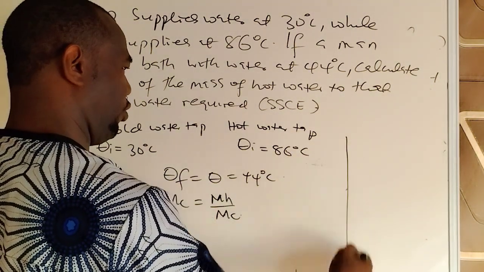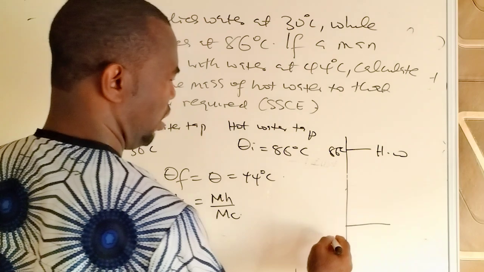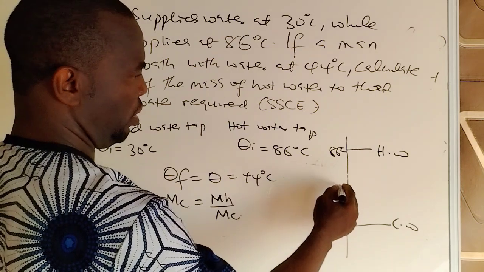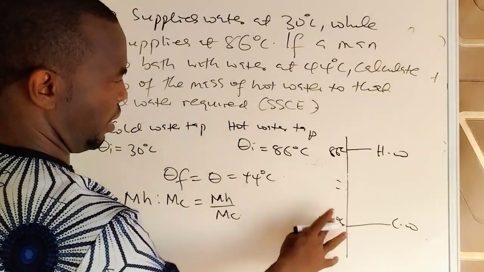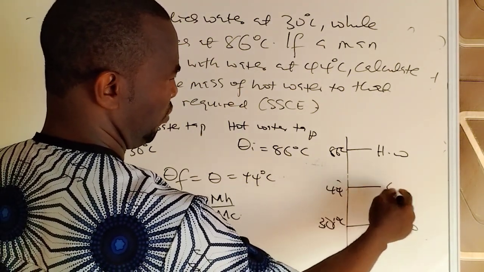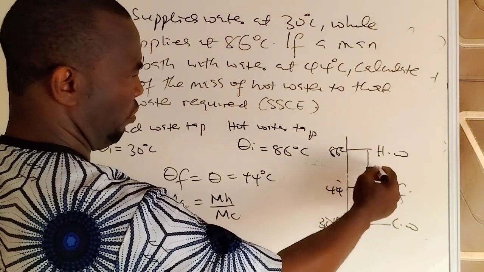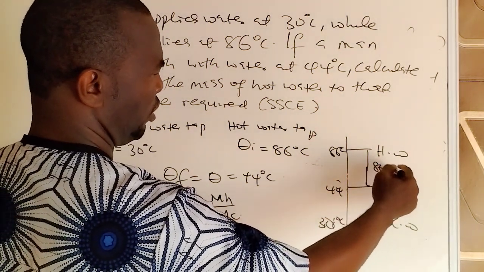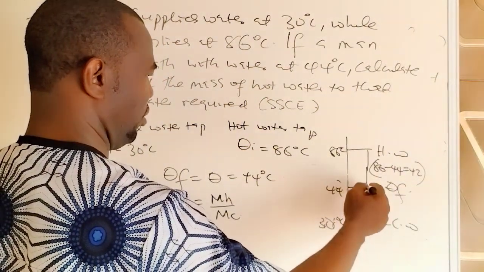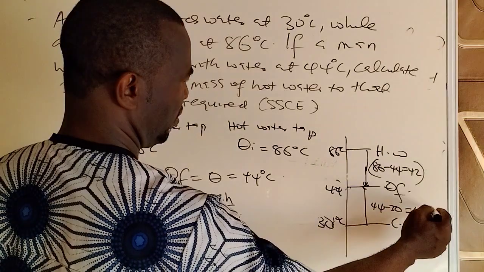If we sketch a graph to show what we mean, this is 86 for the hot water, and this is 30 for the cold water. The man wishes to bathe with water at 44, which is the final temperature. So the difference in temperature for the hot water when added to cold water will become 86 minus 44, which gives us 42. That is the difference for the hot water. And for the cold water that is absorbing heat, the difference is going to be 44 minus 30, which gives you 14 degrees Celsius.